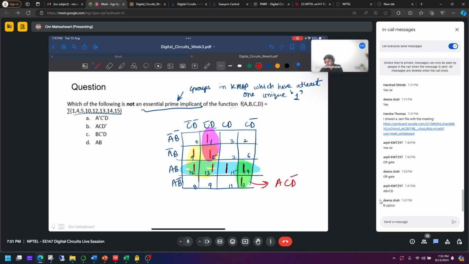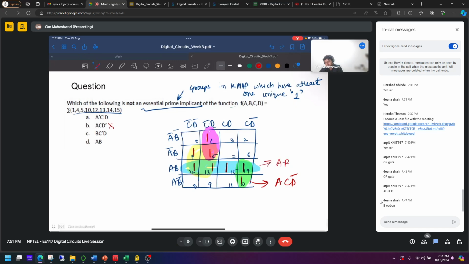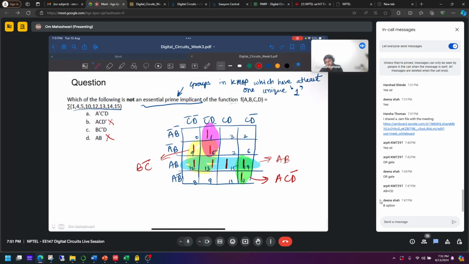This is A, C, D bar. So option B is incorrect. This one is AB. Option D is incorrect. This one is B, C bar. This is not an option. This one is A bar, C bar, D. This one is also incorrect. The last option is B, C bar, D. So what is B, C bar, D? This is B. This is C bar, D.